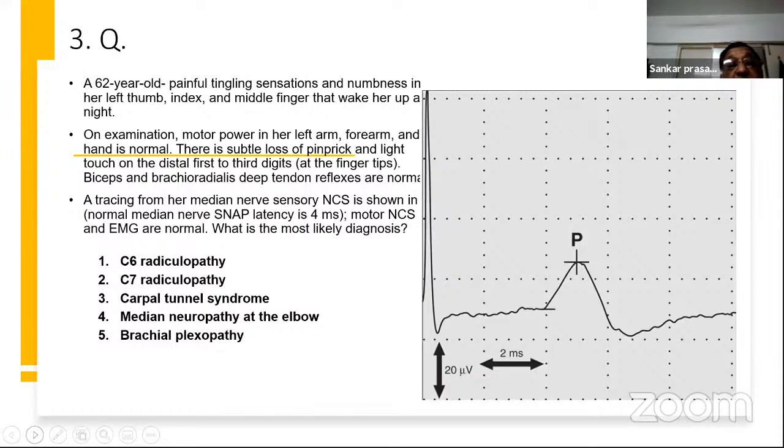A 62-year-old woman has painful tingling sensations and numbness in her left thumb, index and middle finger that wake her up at night. On examination, motor power in the left arm, forearm and hand is normal. There is subtle loss of pinprick and light touch on the distal first to third digits at the fingertips. Biceps and brachioradialis deep tendon reflexes are normal. So a tracing has been shown here. What is the diagnosis of this?